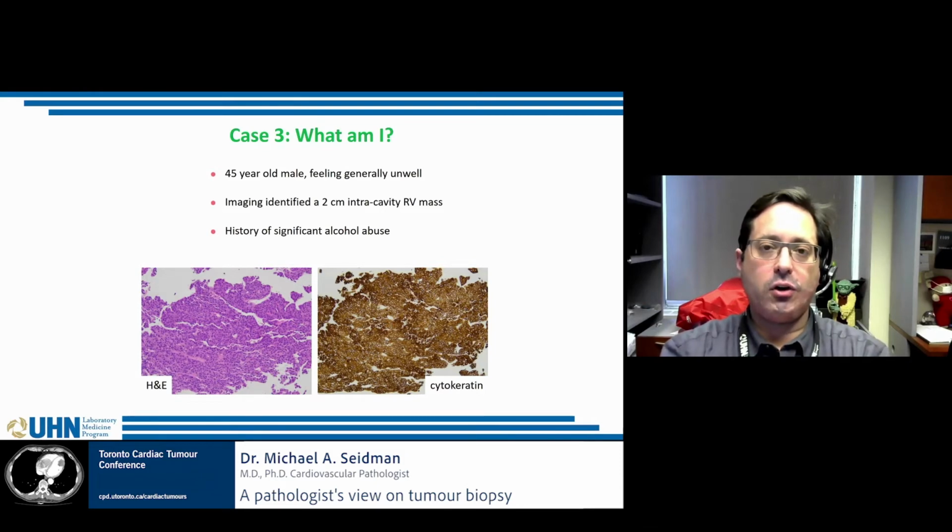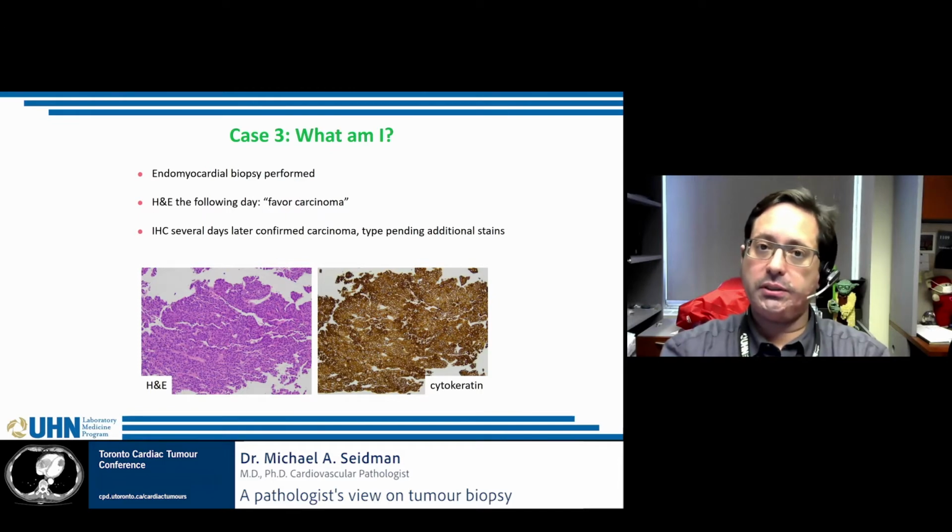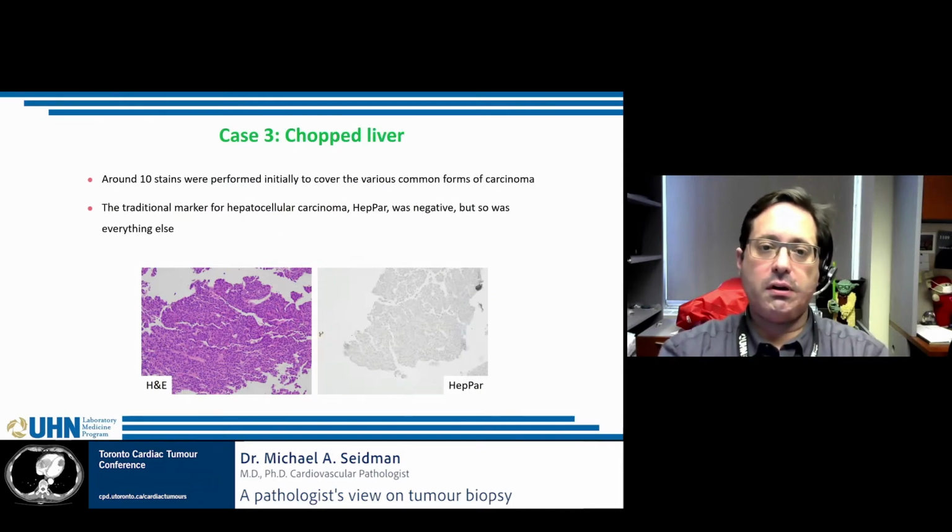This is the 45-year-old with the intracavitary mass and significant alcohol abuse, and all we got to was carcinoma. However, given the clinical and histologic suspicion, I continued working up for hepatocellular carcinoma. And the traditional stain that we performed, called HepPAR, was negative, at which point I was a little let down. Of note, nothing else was positive, so I ended up with carcinoma not otherwise specified. But this is a relatively well-differentiated lesion. I could still see structure in it, and something didn't jive.